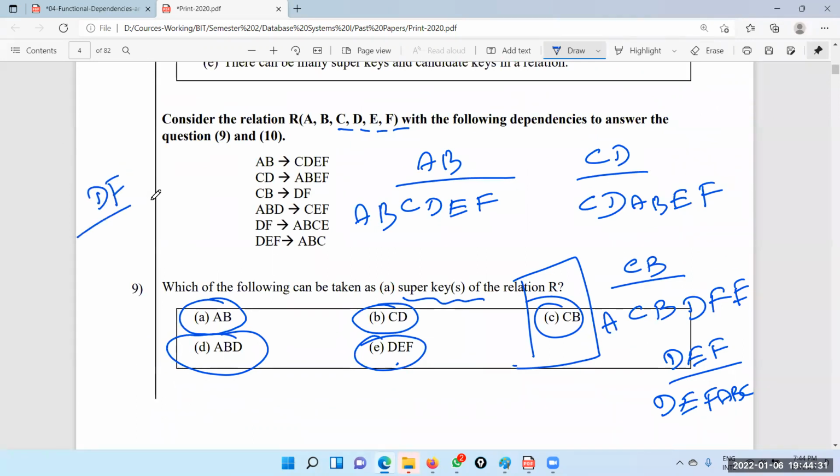DF. DF determines DF. And DF determines ABCE. So A, B, C, D, E, F. DF is the answer, right?